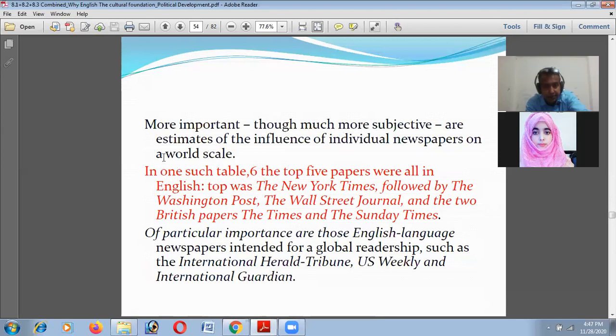So the top 5 papers were all in English. The New York Times, followed by the Washington Post, the Wall Street Journal, the 2 British papers, the Times and the Sunday Times. So history says that the top circulated newspapers all were in English.